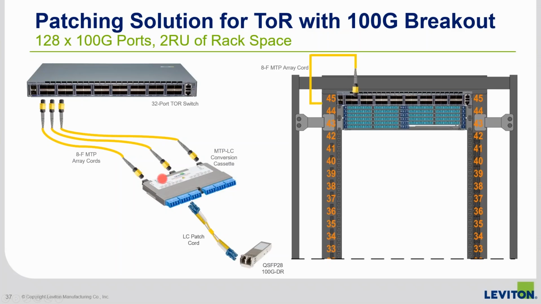And those are going to go into the back of this cassette, which is shown here on the rack. It's coming from the back, from the switch into the back side here, and that's going to plug into the 100 gig transceivers here. That would take up 2U of rack space in order to support 128 100 gig ports in this example. So it gives you a feel for what that means from a cabling standpoint, the spacing and so forth. Hopefully that helps.